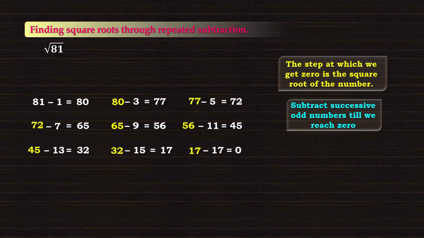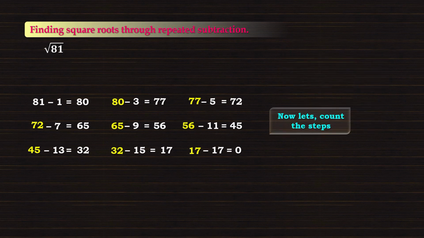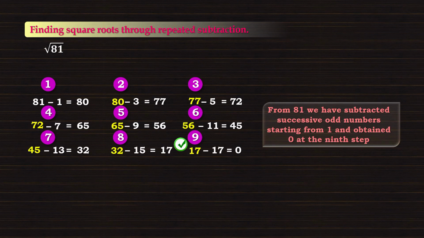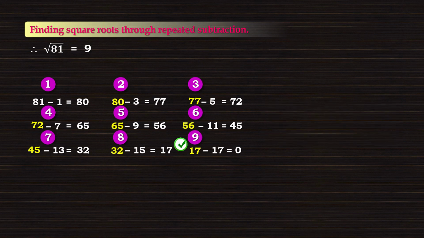Now count the number of steps. We reached 0 in 9 steps. So, the square root of 81 is 9. Remember, we keep subtracting consecutive odd numbers until we reach 0. The number of steps gives the square root.